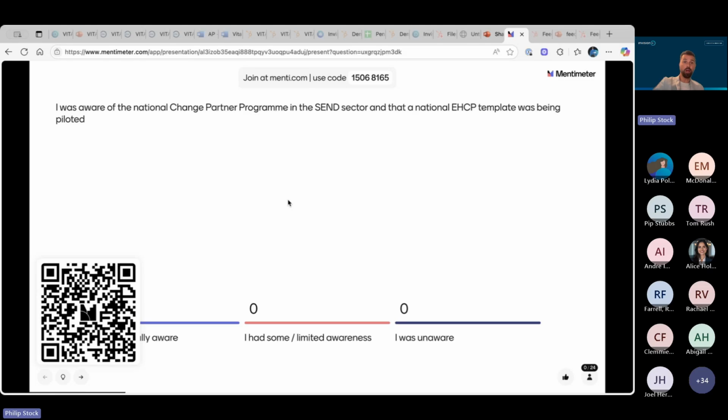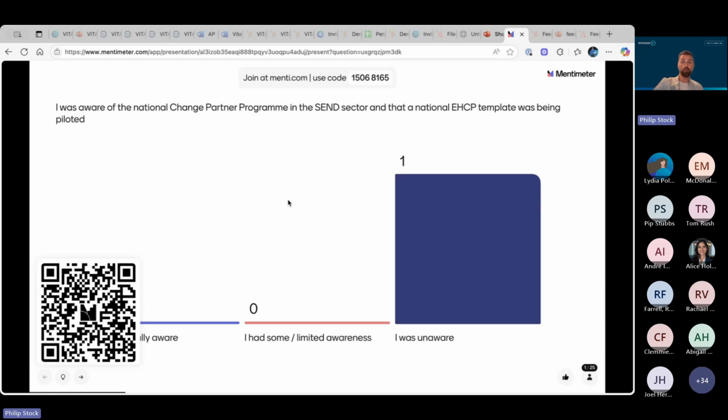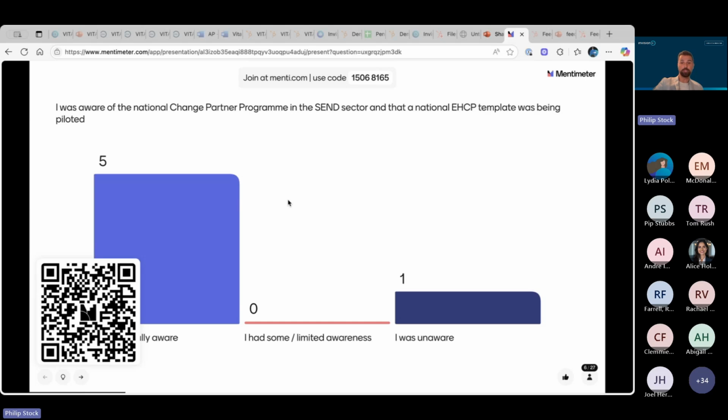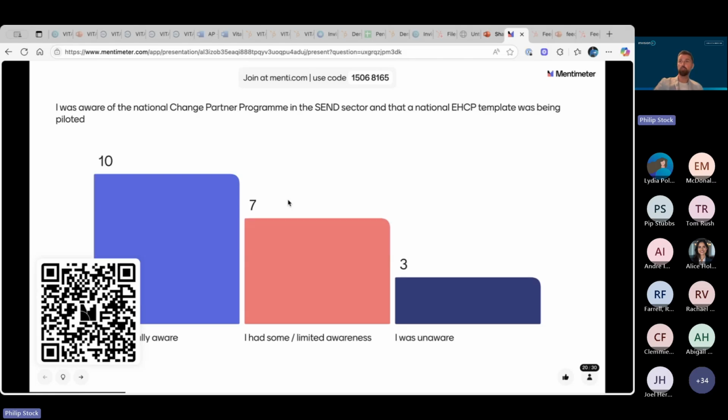And the first question is, I was aware of the National Change Partner Programme in the SEND sector and that a national EHCP template was being piloted. Just indicate whether you were fully aware, you had some awareness, or you were unaware. It's just good to know from the community in the sector where people's awareness was on that. I can see now lots of people have managed to get into Menti. Well done. If you just pop a vote in for this one, we've got a few slides. You should be able to see the responses coming live. Lydia, you're going to give me a yes to say that Menti's on screen and is moving with the numbers of votes. Awesome.